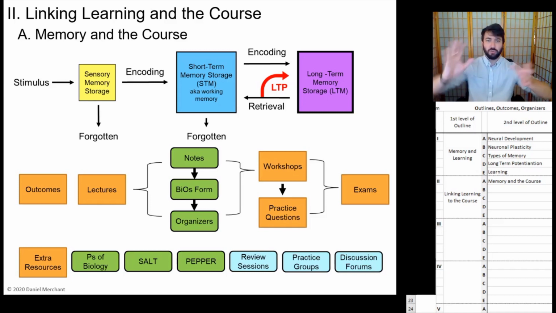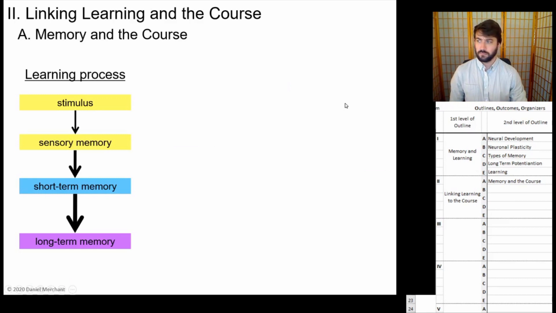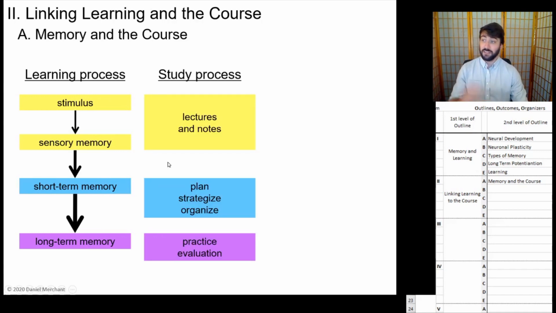Anyway, to relate these two things together, we're going to take this flowchart, flip it a little bit and rotate it. Okay, great. There we go. So we still have our stimulus and sensory memory and short-term memory and long-term memory. So that's the learning process. Excellent. Now, your study process should look something like this, right? We have our lectures and notes. You listening and watching lecture, that's a stimulus. You taking your notes and writing it down, that's encoding it into your sensory memory.